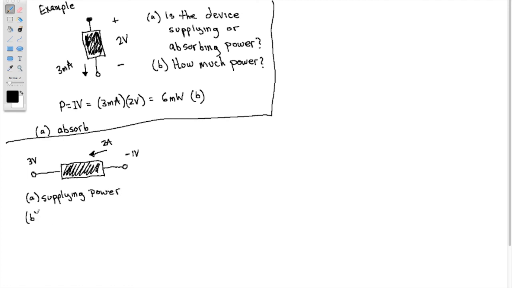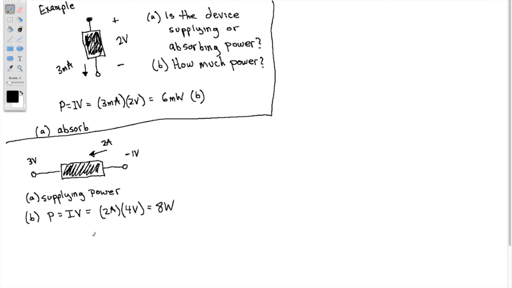So how much power is the question now? P equals I times V. Well, I is easy. That's the 2 amps. V, it's always the difference. It's not about how many blocks are on this side or on this side. It's the difference in the blocks. So we have 3 volts here and -1 here, which is a difference of 4 volts. So that makes 8 watts. That device is supplying 8 watts of power.